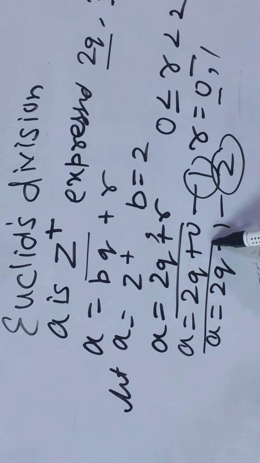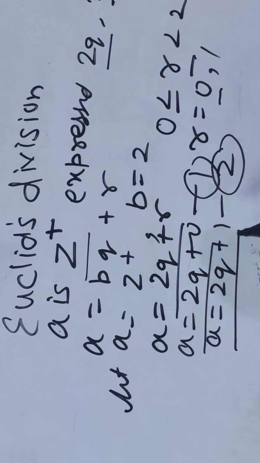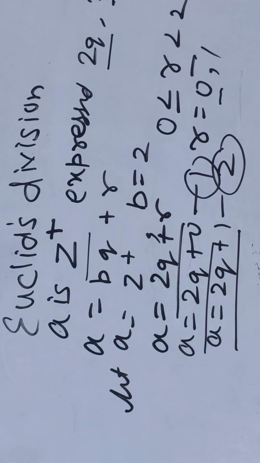Now a equals 2q and a equals 2q plus 1. It means that a is a positive integer and it can be expressed in the form of 2q or 2q plus 1.